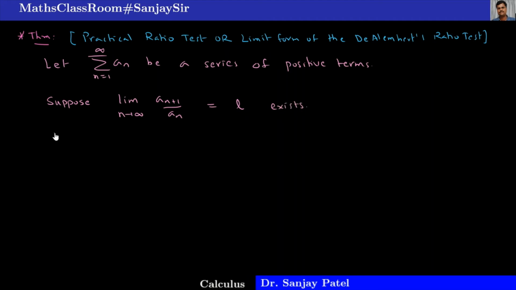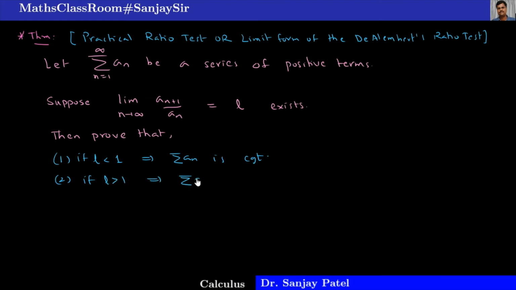Then prove that number one, the first thing, if L is less than 1, then sigma an is a convergent series. Number two, if L is greater than 1, then sigma an is divergent.